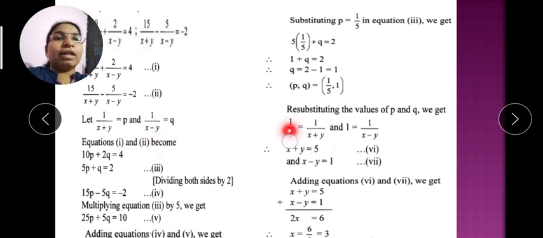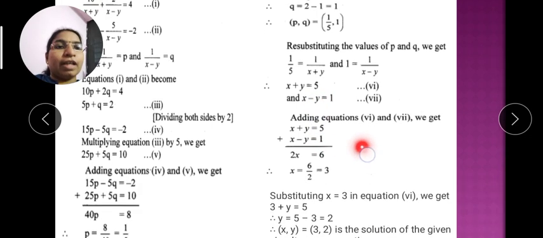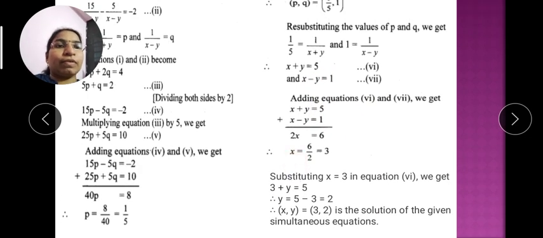And therefore 1 upon 5 is equal to 1 upon x plus y and 1 is equal to 1 by x minus y. After taking the reciprocal both the side, you will get x plus y is 5 and x minus y is 1. Now this is equation 6 and 7. Now these equations are very simple linear equations. Add them, you will get the value of x, and after substituting the value of x, you will get the value of y. So the solution of the linear simultaneous equations is 3, 2.